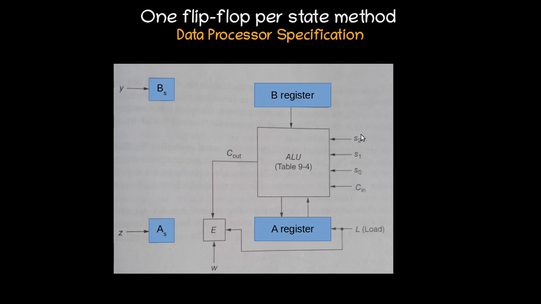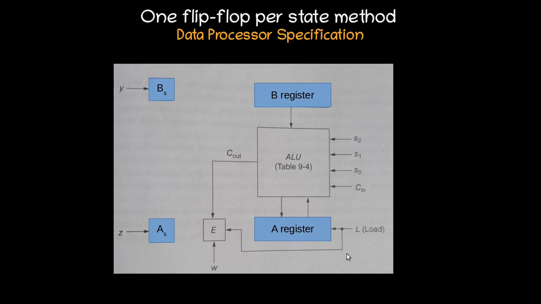So S0, S1, S2 will form the select lines, and Cin forms another select line. Based on these input variables, this ALU will perform the operation on A and B, and the result will be stored back into the A register. But that is controlled by a load input. If the value of this L or load input is 0, then this result will not be captured into the A register, and if it is equal to 1, then the result will be captured here.